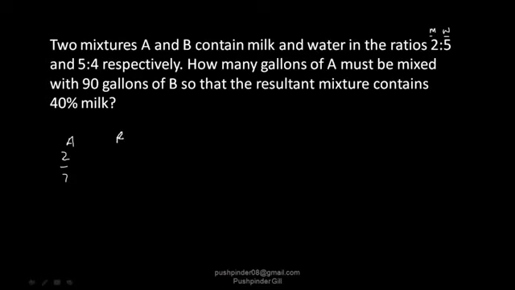Great. How much milk is there in B? It has milk and water in 5:4, so that means it is 5/9. And overall, how much milk have I got? That is 40/100, which, if I cancel it out, is 2/5. Now what I gotta do? Since these fractions are not friendly, they're not that friendly.